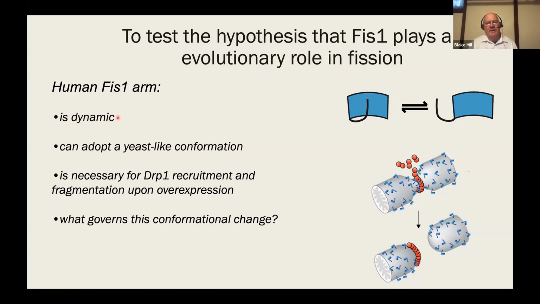It can adopt an in conformation and an out conformation, and this conformation looks like the yeast conformation, although the arm is much shorter, and it's important in DRP1 recruitment and mitochondrial fission. And one of the things that the lab's very interested in is what governs this conformational change.